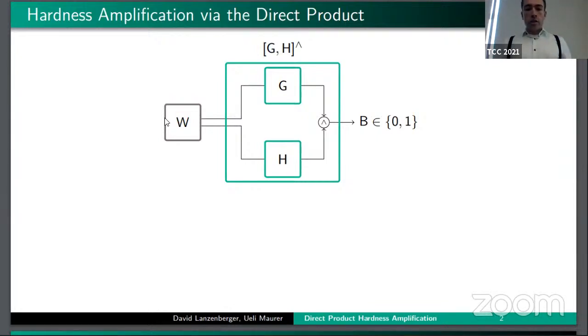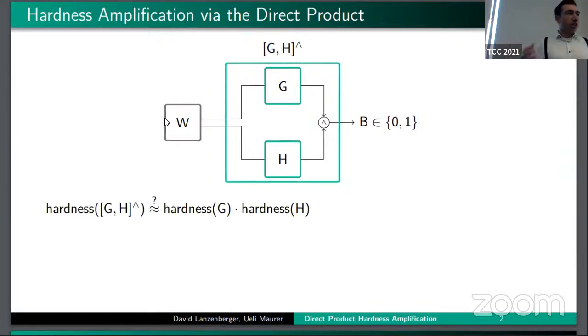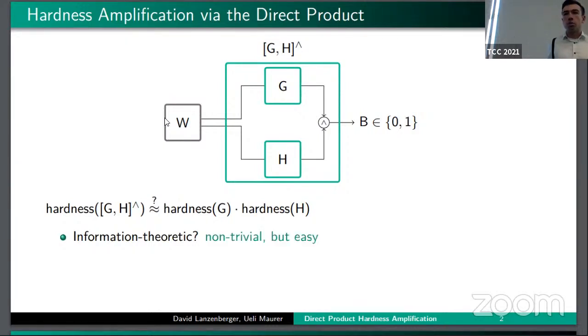Right? So the obvious question is, okay, you take these games, they're independent. You would intuitively expect that the hardness amplifies in the natural way. It multiplies somehow, because the games are independent. Now, in an information-theoretic setting, this is known. It's not trivial, but it's pretty easy to prove that it actually multiplies in a perfect way for any such games, G and H. This is exactly what you would expect.